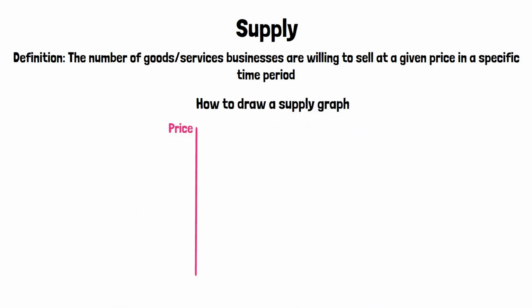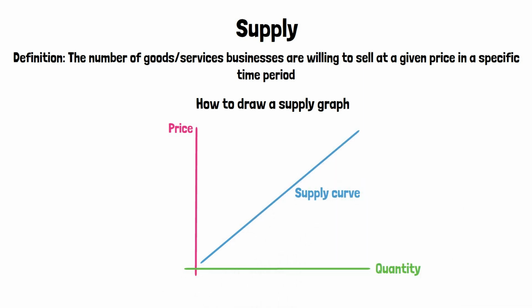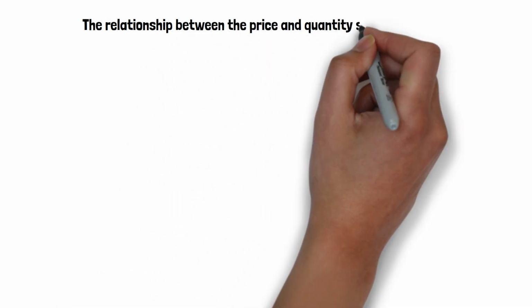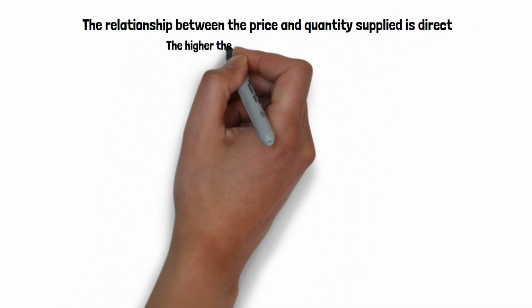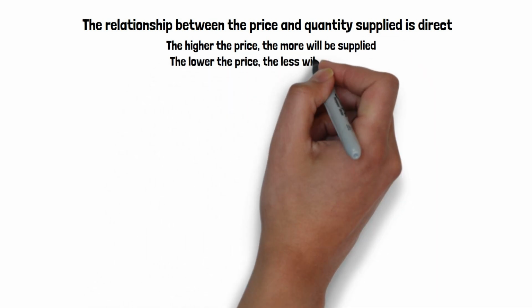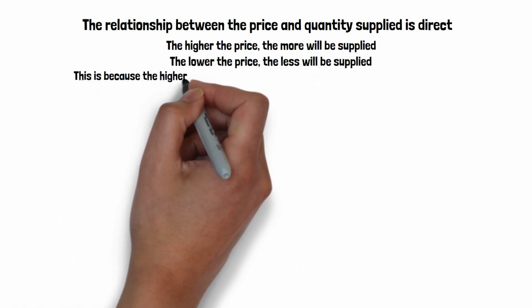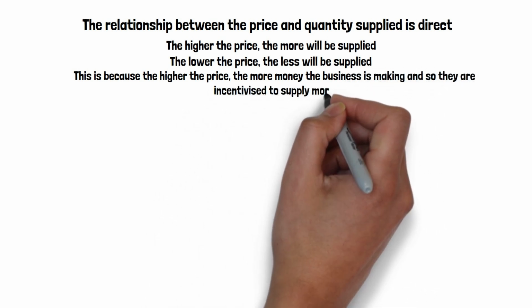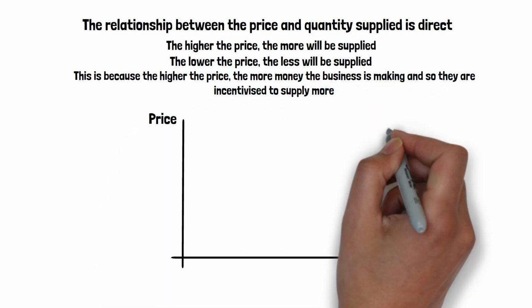On the y-axis is price, on the x-axis is quantity, and there is the supply curve. The supply curve slopes upwards from left to right. This is because the relationship between price and quantity supplied is direct. This means the higher the price, the higher the quantity supplied, and vice versa. This is because the higher the price, the more money the business is making, and so they are incentivized to produce more. We can see this at play in this example graph.